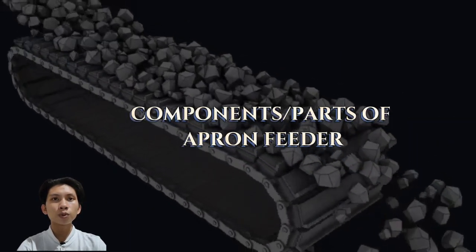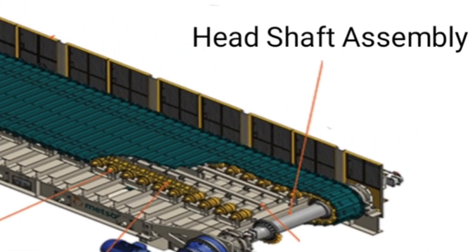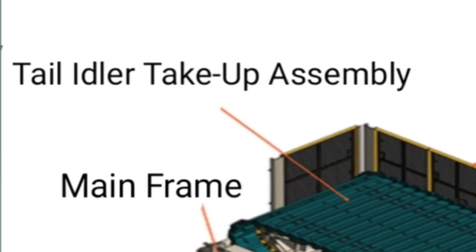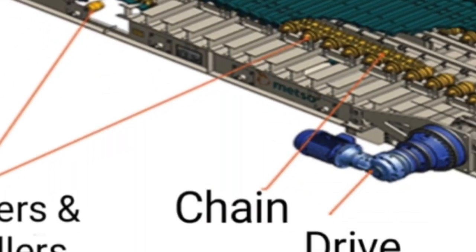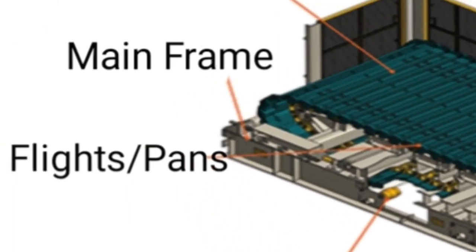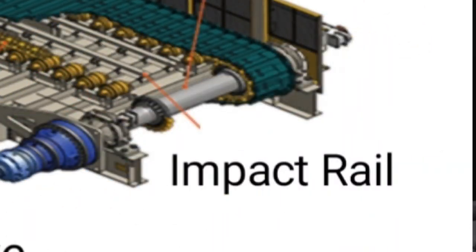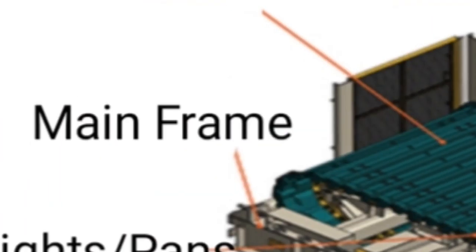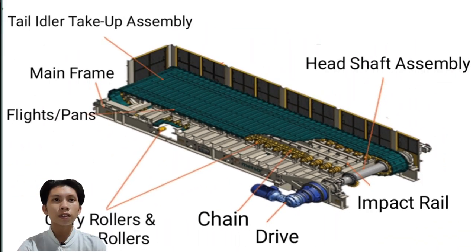An apron feeder is composed of the following: the head shaft, the tail idler, chain, carry rollers, return rollers, flights or pans, impact rail, mainframe, and drive. So if you want to check the meaning of these parts, you can check in the description below.